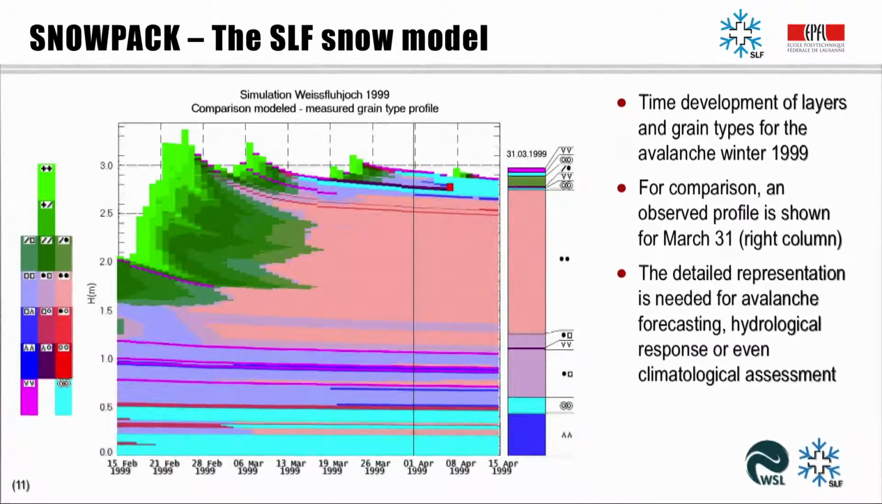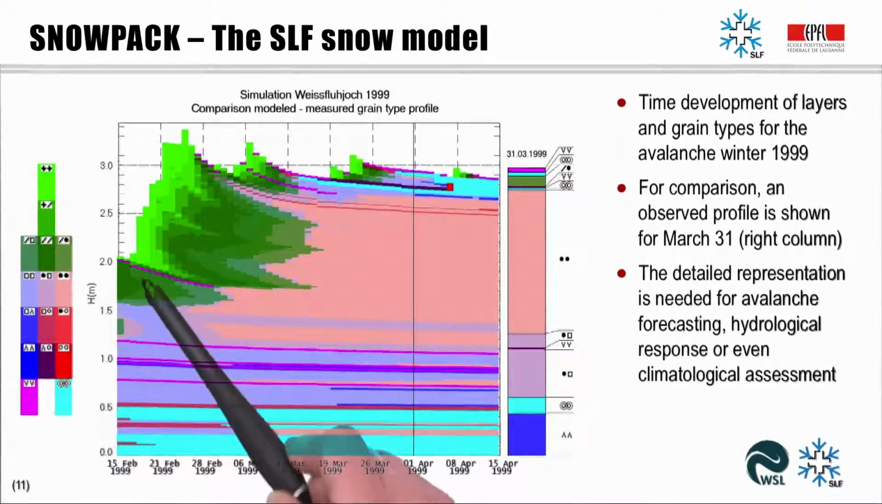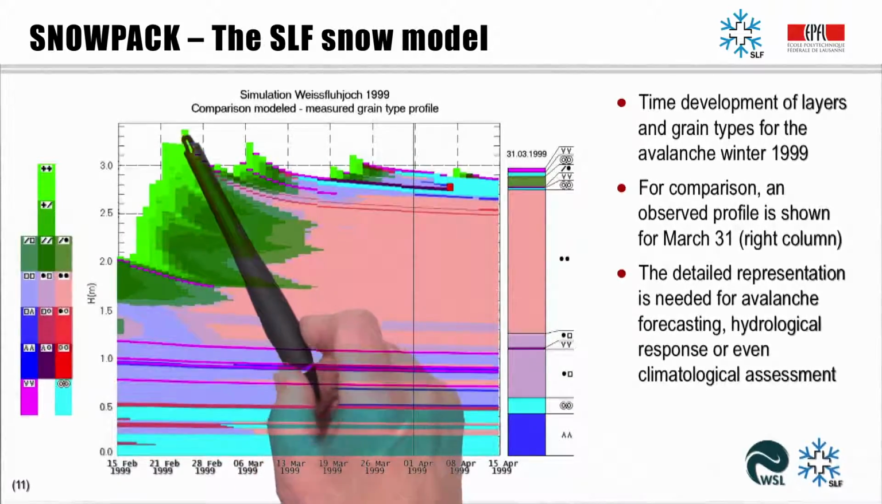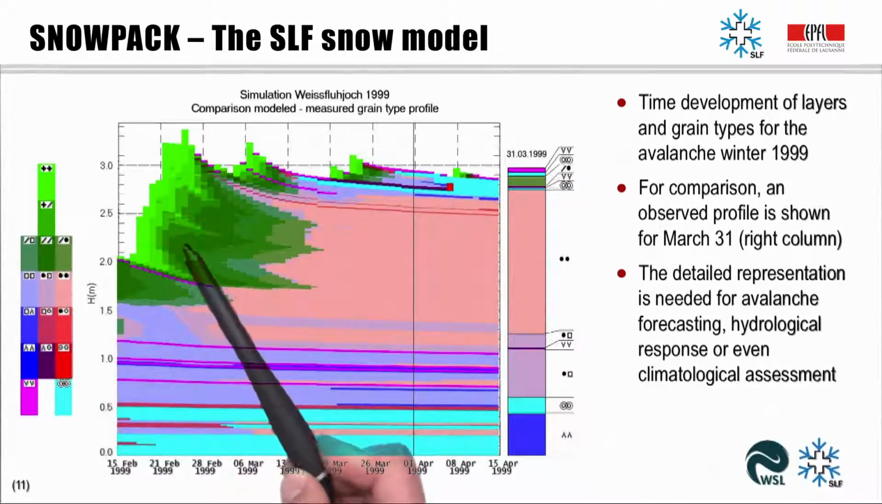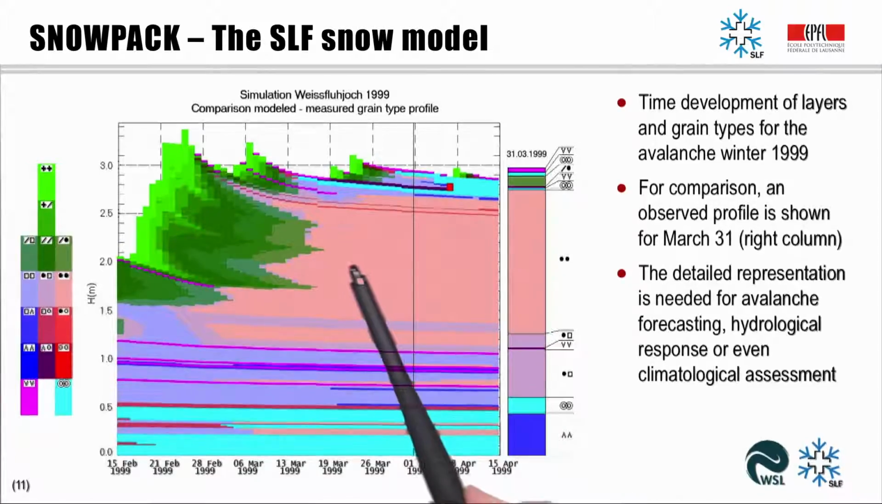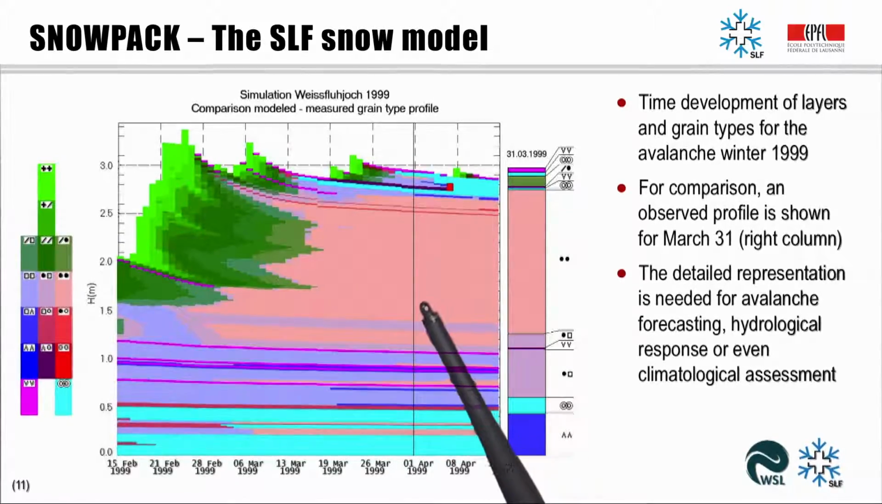The snowpack model gives you a very detailed assessment of individual layers in the snow cover. What you can see on this graph is the time development between the 15th of February 1999 to the 15th of April 1999 of the snow cover at the alpine site Weißflurjoch in Davos. You can see major precipitation events. You can see that as the snow cover increases here. And then later on, this snow develops into different types of snow.